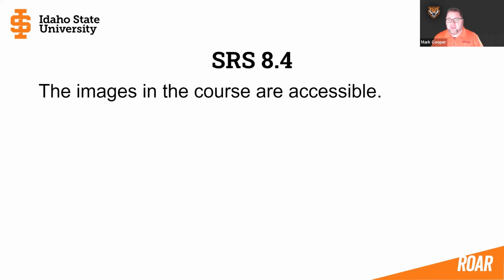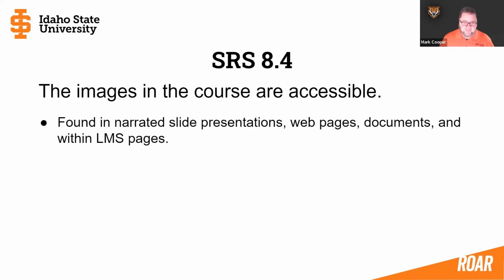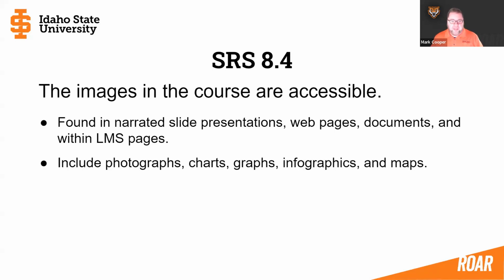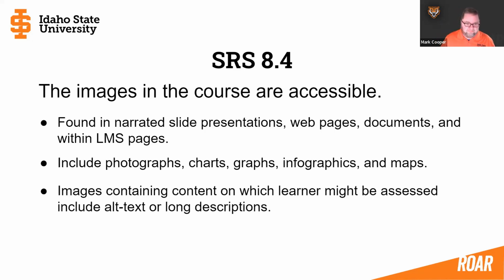Specific Review Standard 8.4 states that the images in your course are accessible. So what does this mean? Images are found in narrated slide presentations, websites, web pages, documents, all residing within your learning management system. And they can include photographs, charts, graphs, infographics, maps, and many other forms of images.